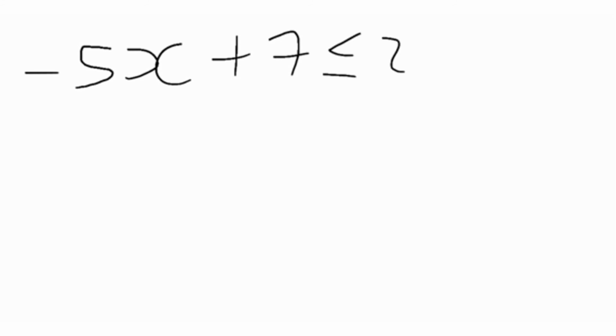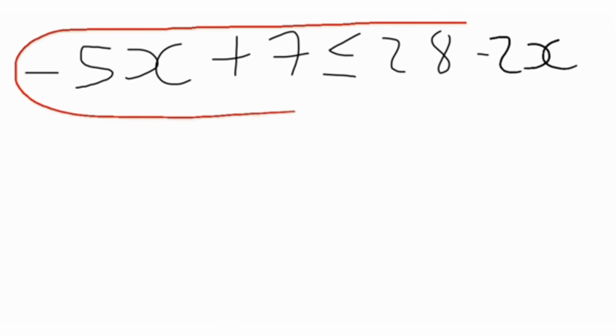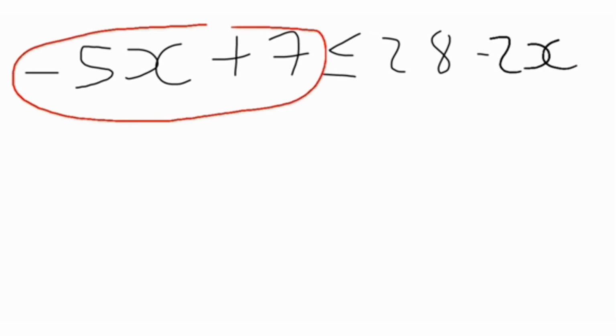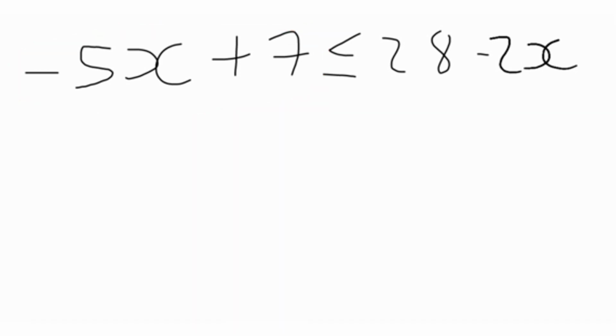Let's say you have been given this inequality, negative 5x plus 7 is less than or equal to 28 minus 2x. For us to solve this inequality, we have to collect like terms, because this unknown is appearing on both sides of the inequality. This side we have negative 5x plus 7. So if you want to remove 7 from this side, look at the sign between x and 7. The sign between x and 7 is positive, and the opposite of positive is negative. So meaning we have to subtract 7 from both sides of the inequality.